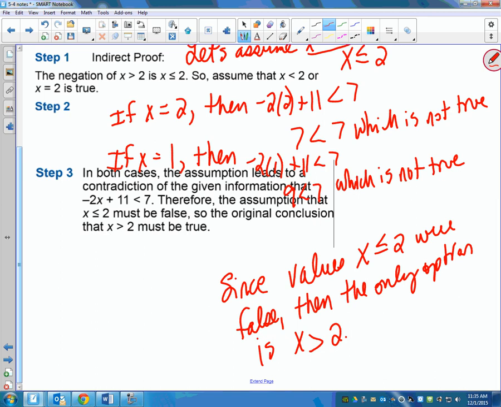You assume the opposite's true. Sometimes proof by contradiction is the easiest way to prove something. I agree with you, it's not the easiest way to prove that, because you can just solve it. Well, let's look at a triangle problem.